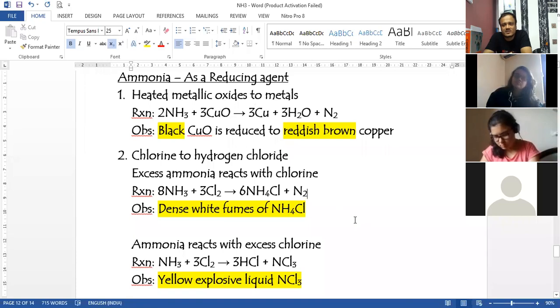Now, there are two questions which will be asked from this part. The first would be the reaction which takes place. The reaction is put on the screen. You have to study this reaction. This question will come in the balancing chemical equations part. They will ask you the reaction between ammonia and copper oxide, or they will ask you to write an equation where ammonia reduces a metallic oxide into a metal. They can ask you a general question also. So at that time you need to know this reaction.